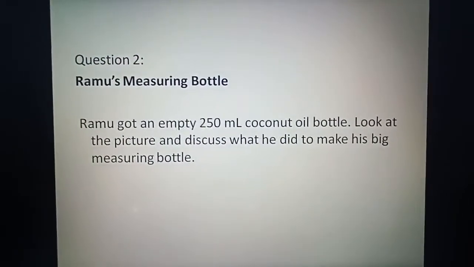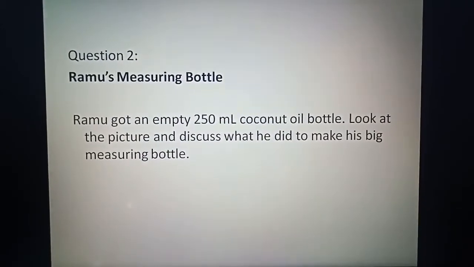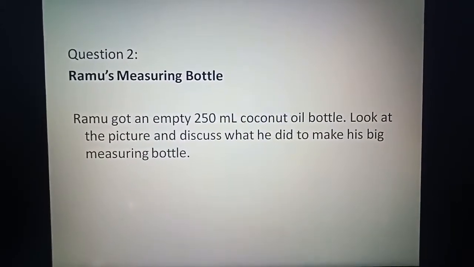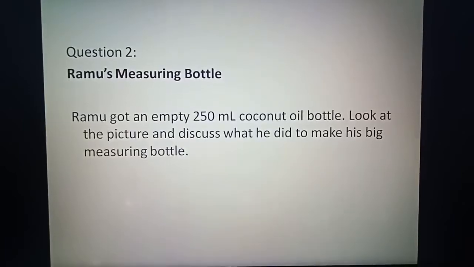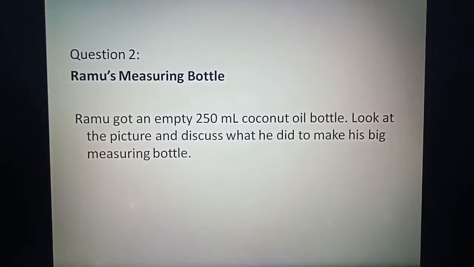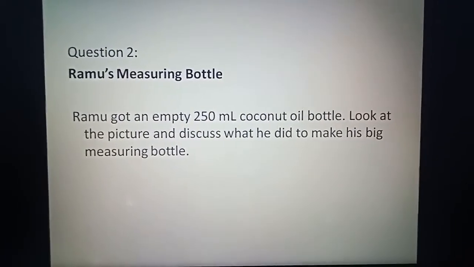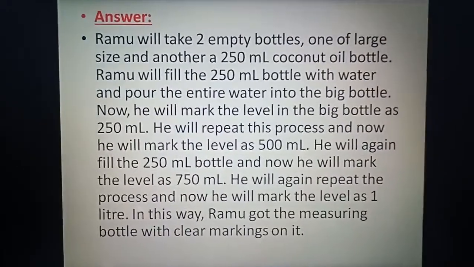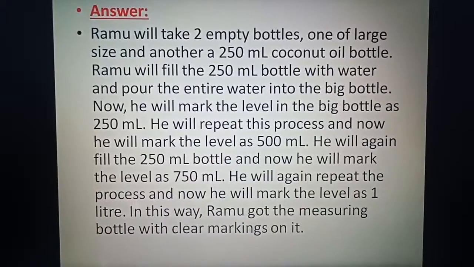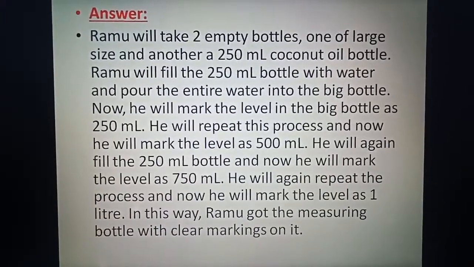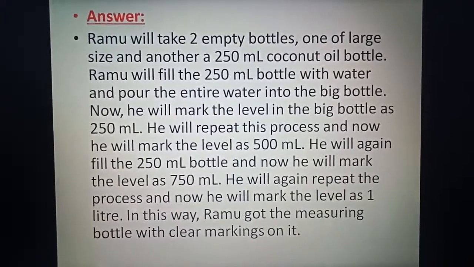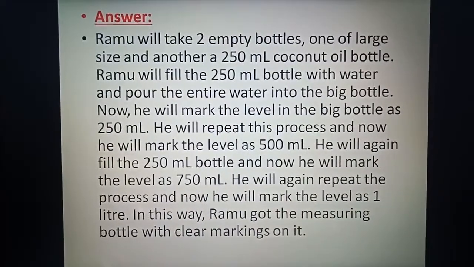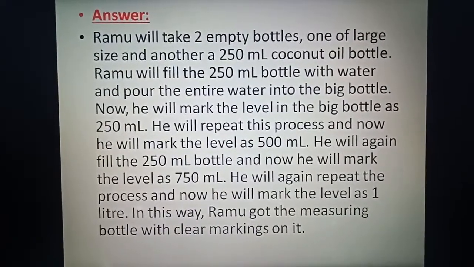Now next question. Ramu's measuring bottle. Ramu got an empty 250 milliliter coconut oil bottle. Look at the picture and discuss what he did to make his big measuring bottle. Now the answer. Ramu will take 2 empty bottles, one of large size and another 250 milliliter coconut oil bottle.